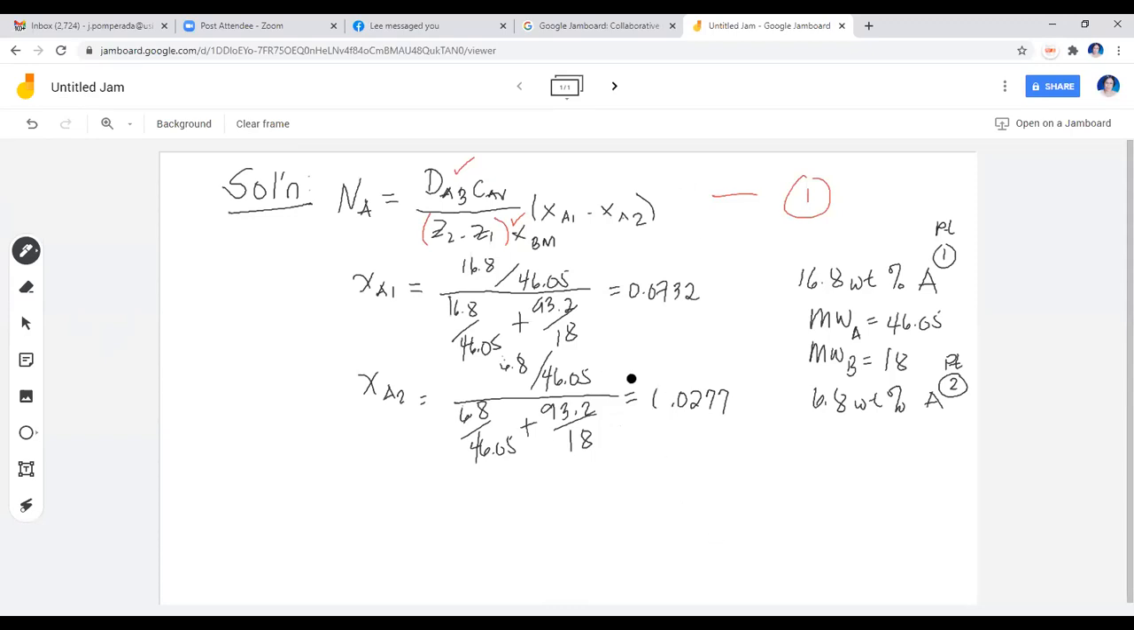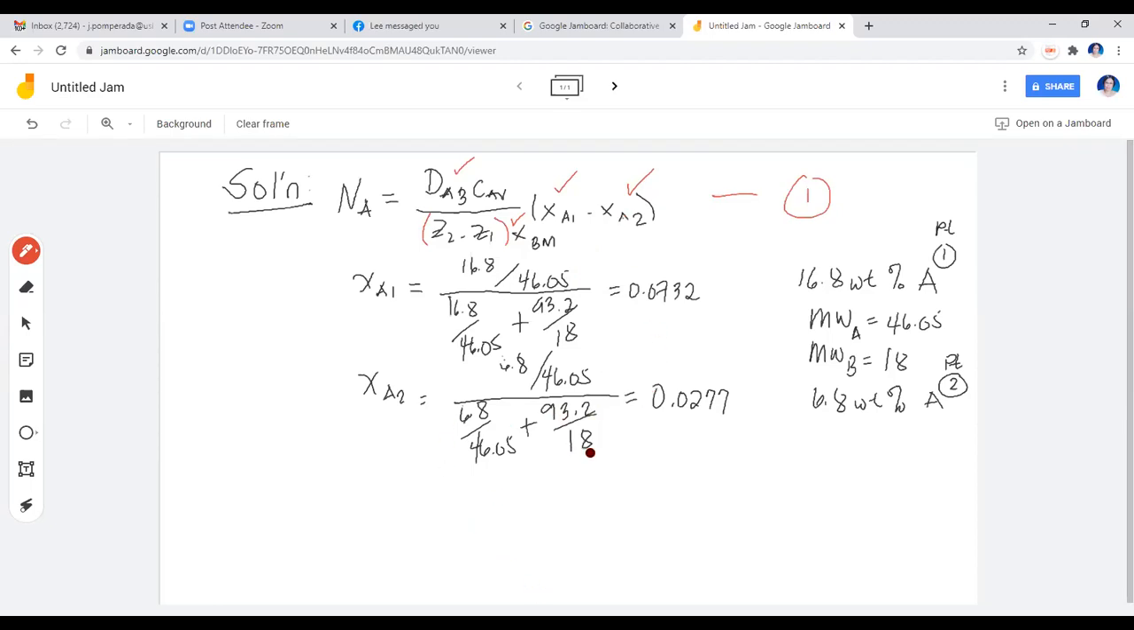Now, so now we know already these two. Then for us to be able to get XBm, we need to, excuse me class.